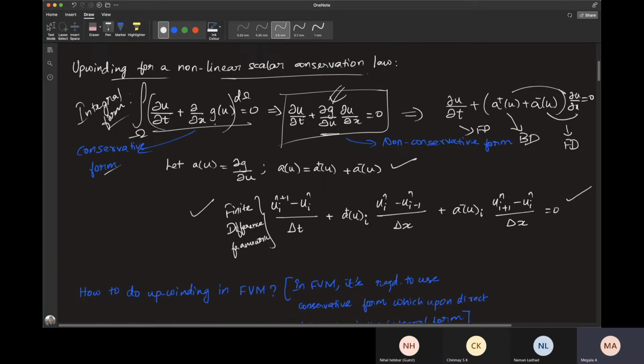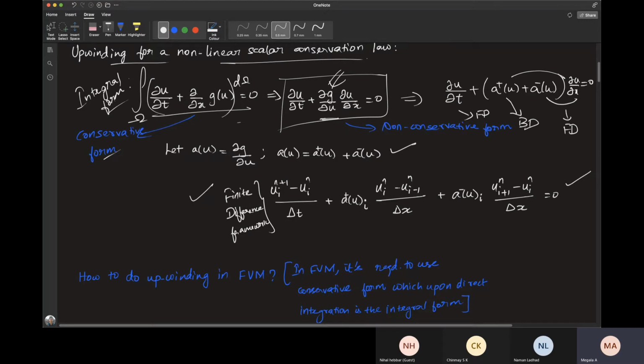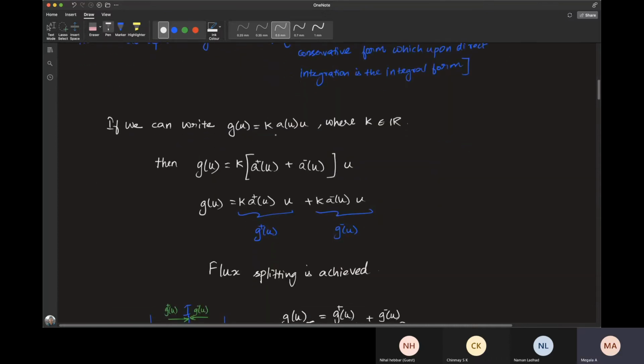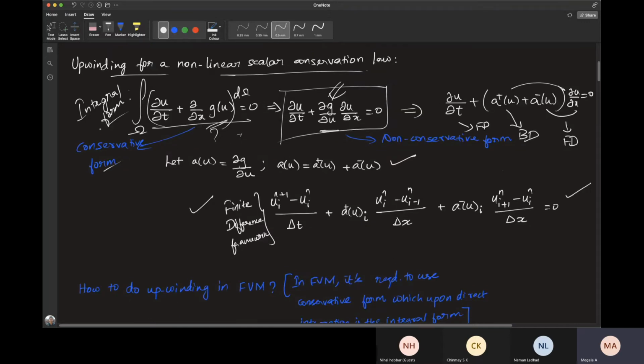So in that case, how do we do upwinding? Here we don't see any wave speed separately. How do we do upwinding for the flux? That is now a major question. Suppose we can write g of u as some k into a of u into u. a of u here is dou g by dou u, and k is some real number. Suppose we can write such a thing, then what happens? Until this, is it clear? Is there any doubt in why we are using the conservative form for starting the finite volume method?